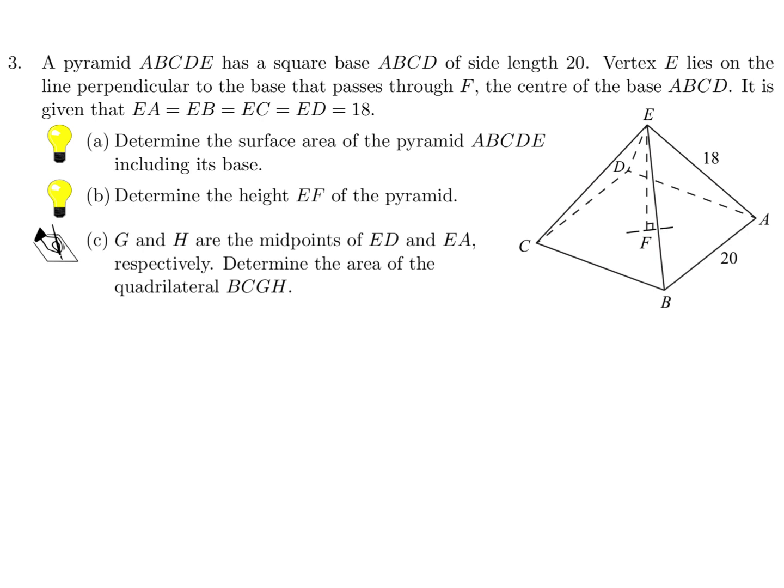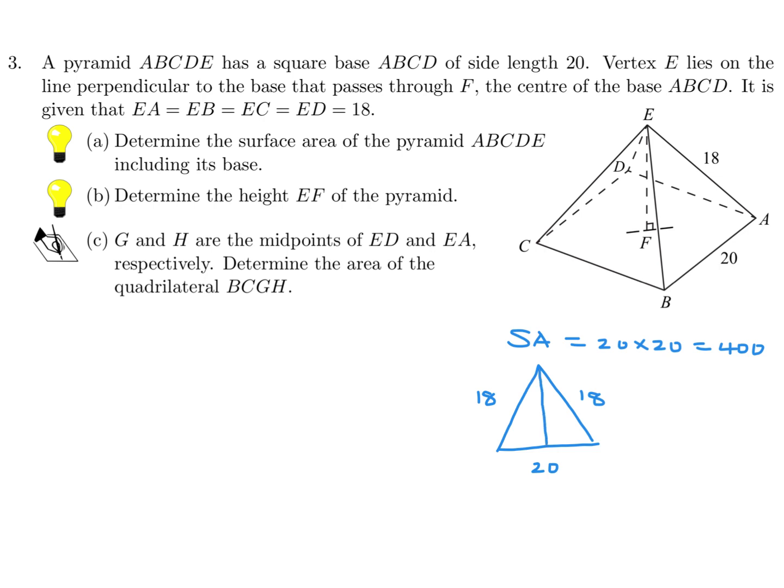All right. So the first is the base. The base is just a square, so that surface area is pretty straightforward. That's just 20 by 20, so that's 400. And then we have 4 of these triangles, and these triangles I think are all the same, and they're all isosceles, so the 18, 18, and 20.